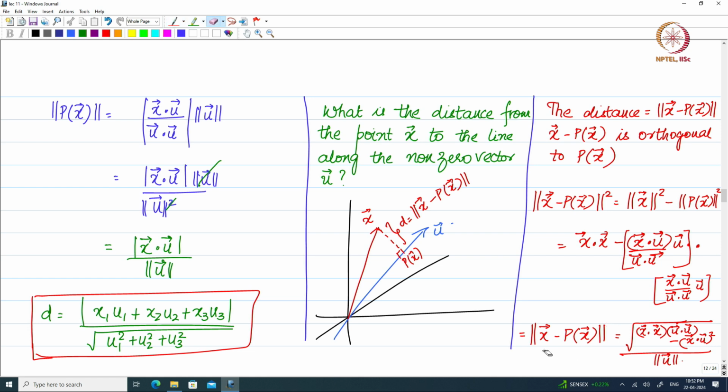So, the length of x minus p x is basically the square root of x dot x into u dot u minus x dot u the whole square divided by the vector length of u. That is the distance we are looking for, the distance from point x to the line through u.